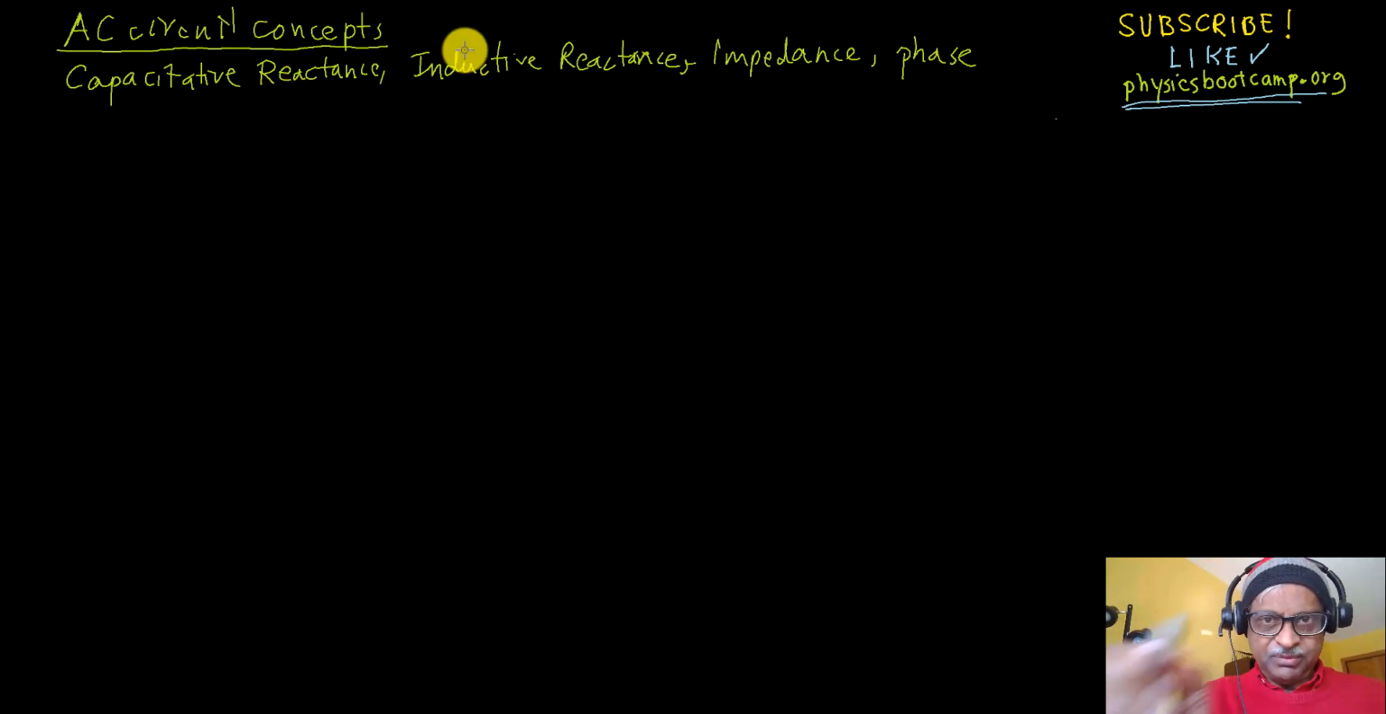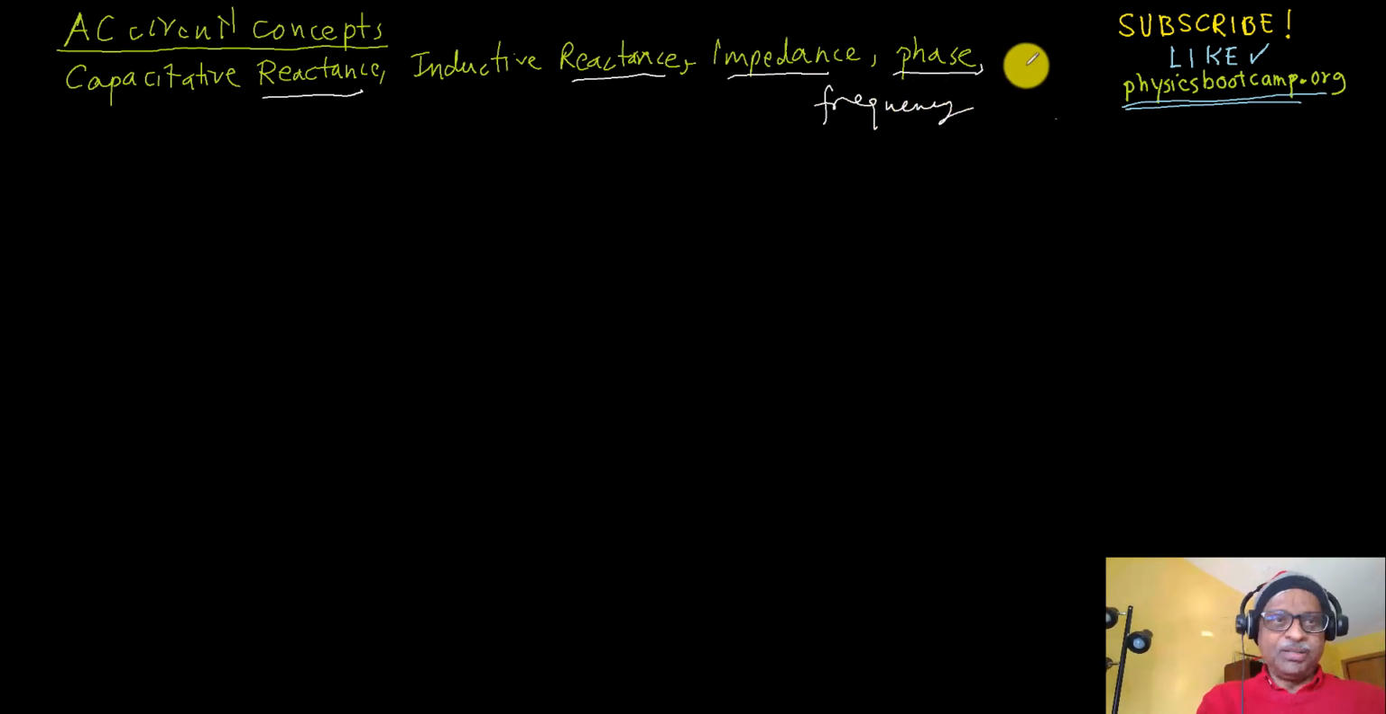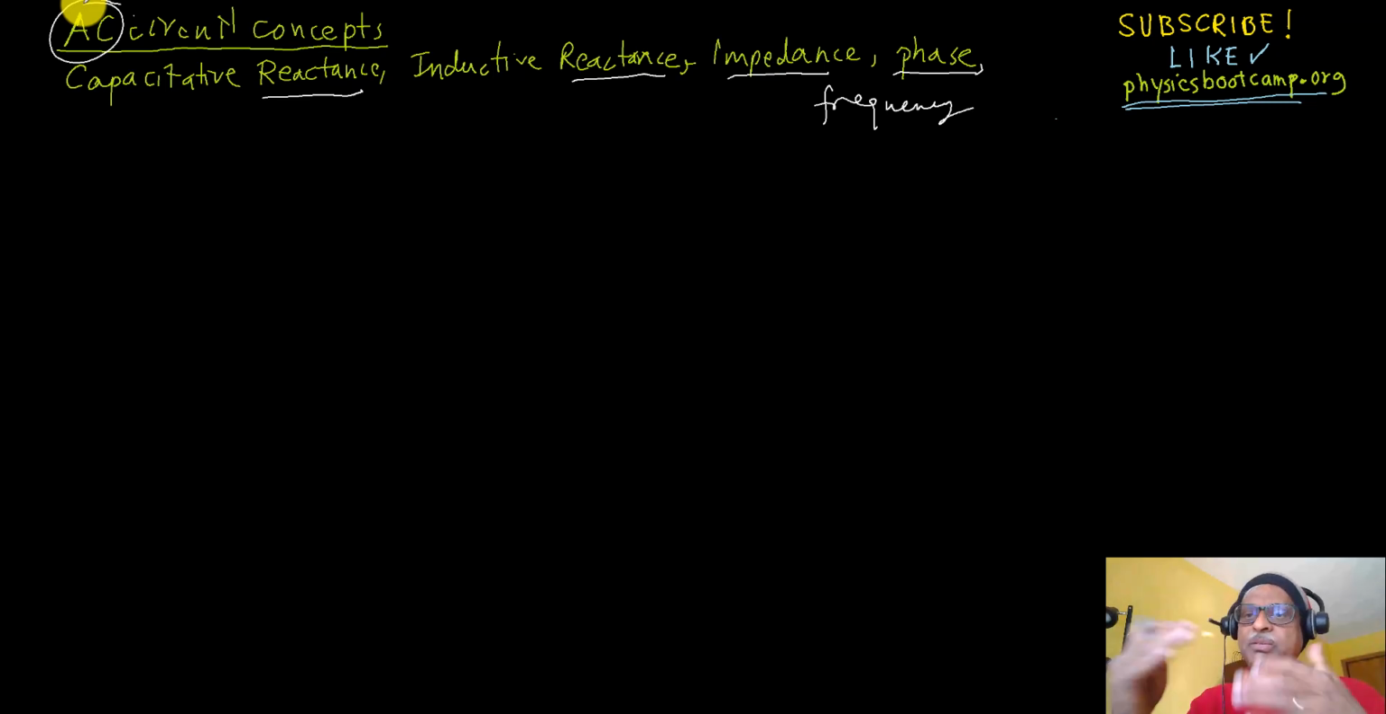You may have read somewhere about something called capacitive reactance, inductive reactance, impedance, phase, and also the frequency at which the circuit oscillates. The AC circuit is an oscillating circuit, meaning current and voltage in the circuit oscillate, and they can oscillate at multiple frequencies, but we are going to talk about a single frequency.